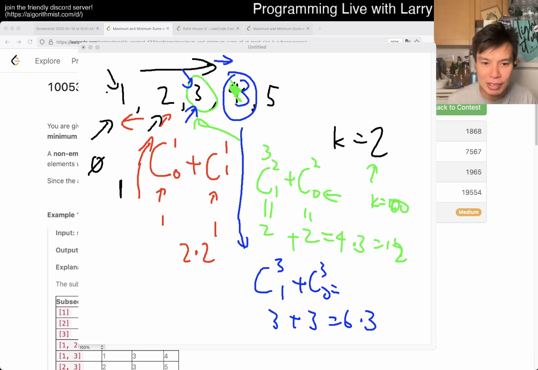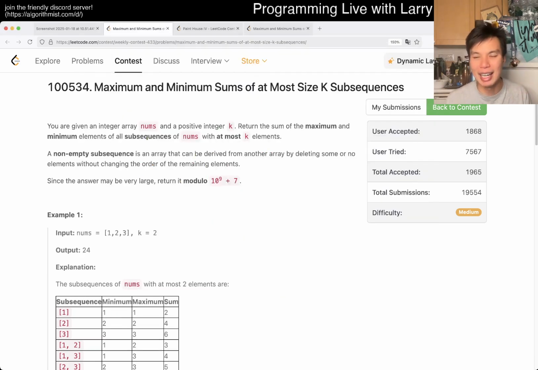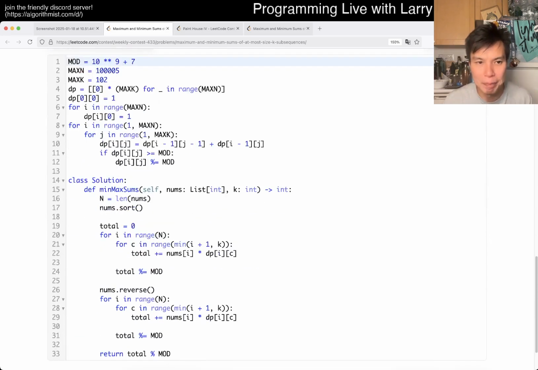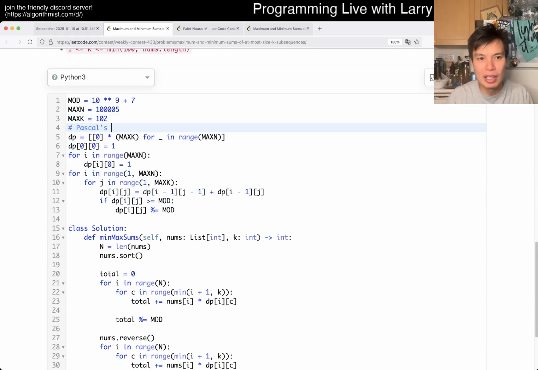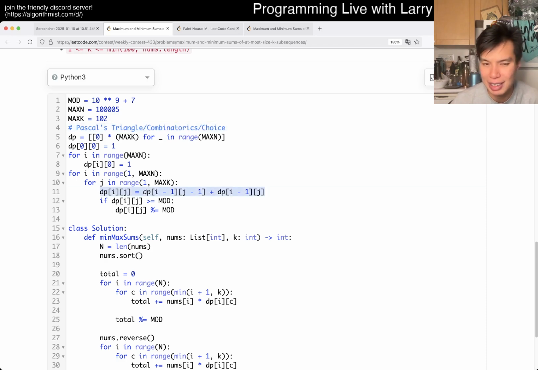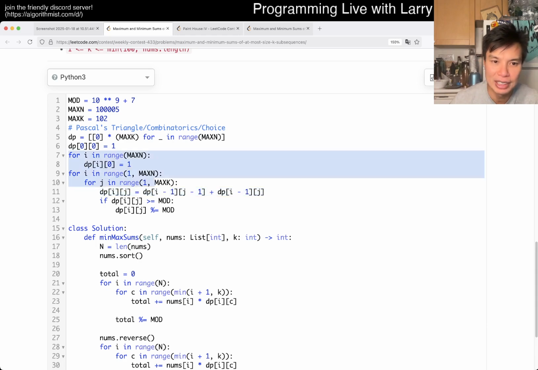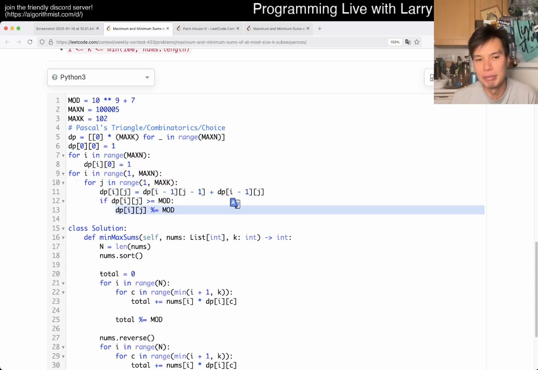In terms of implementation, there is some stuff that you have to do with mod, and as a result with dynamic programming. This is if you remember your Pascal's triangle, your combinatorics, your choice, Google these things, and that's basically how you come up with this. I mean, honestly, I didn't really come up with it. It's just that this is something you've seen enough times. This is how you calculate choice, right? And the reason why we have to calculate it out in DP is, of course, this mod. We have to calculate the mod, right? So we have to mod it, and that's why we have to write it out.